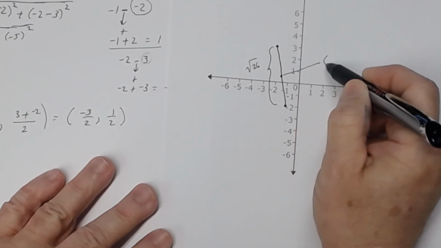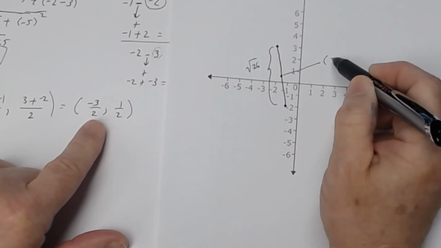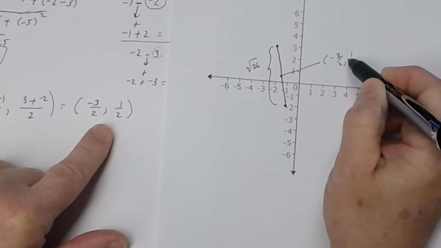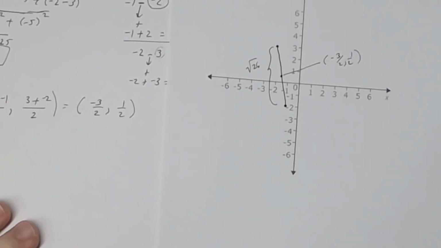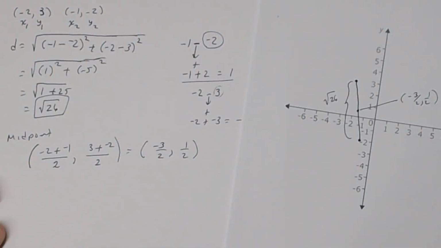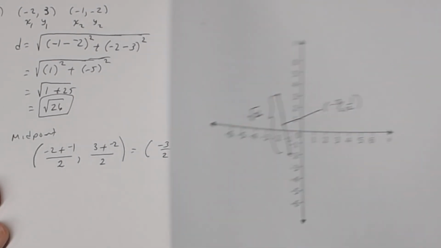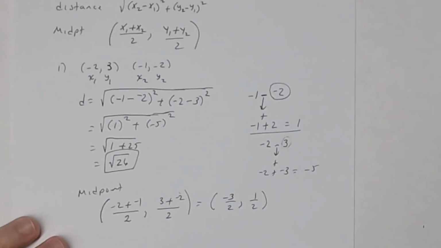And the coordinates of that midpoint is what you just found. Negative 3 halves, comma, 1 half. And so that's what you found. So that's how you determine distance and midpoint using those formulas.